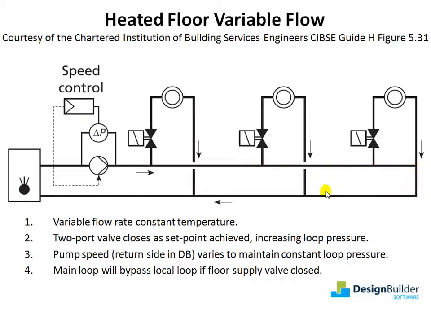As the two-port valve closes, the pressure in the primary loop increases. This results in the controller reducing the pump speed to maintain a constant pressure. As power consumption is proportional to the cube of pump speed, this can result in significant energy savings under part load conditions. Note that the pump is on the return side in Designbuilder models.